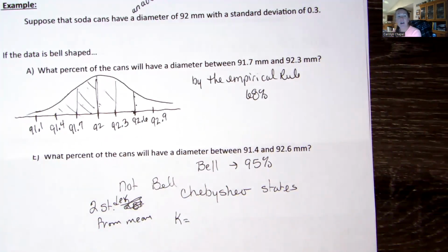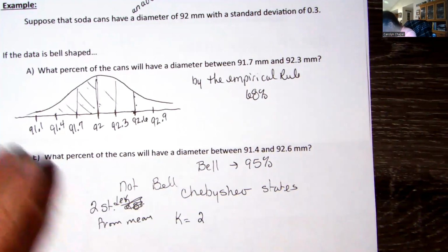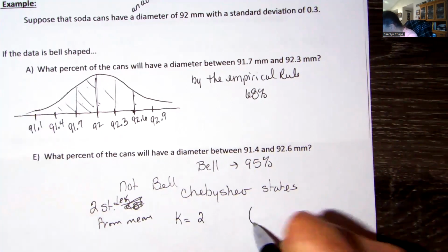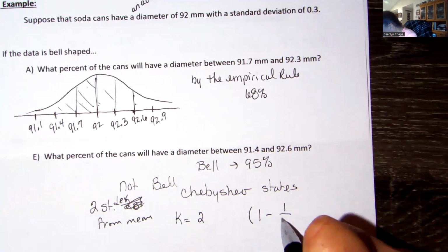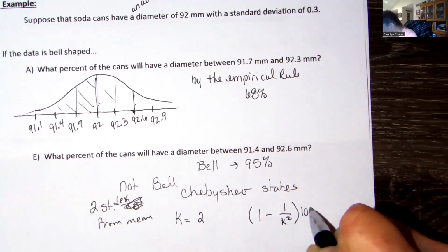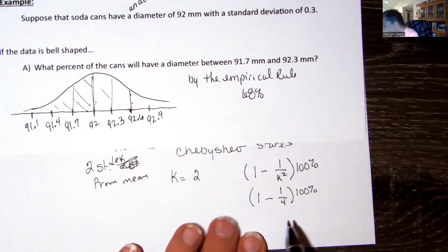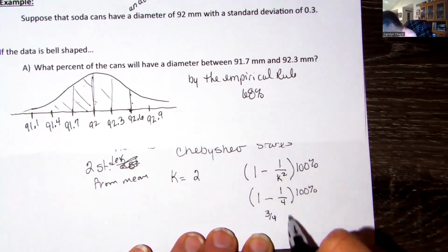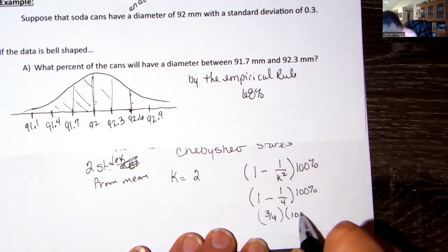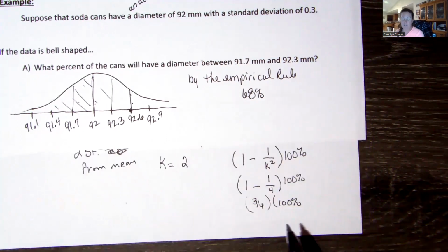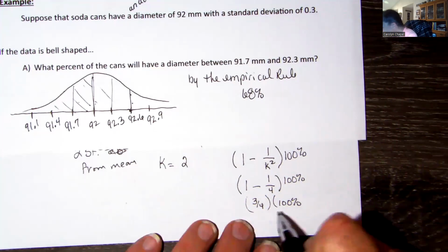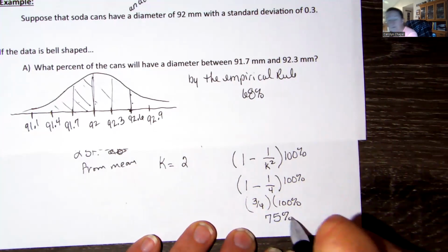K represents how many standard deviations we went up or down. So in this case, K is equal to 2. Our formula from Chebyshev says we have 1 minus 1 over K squared, times 100%. This is going to be 1 over 2 squared, which is 4. Then 1 minus a fourth is 3/4. And 3/4 in its decimal form is 0.75. So that means we'd have 75% of our data.